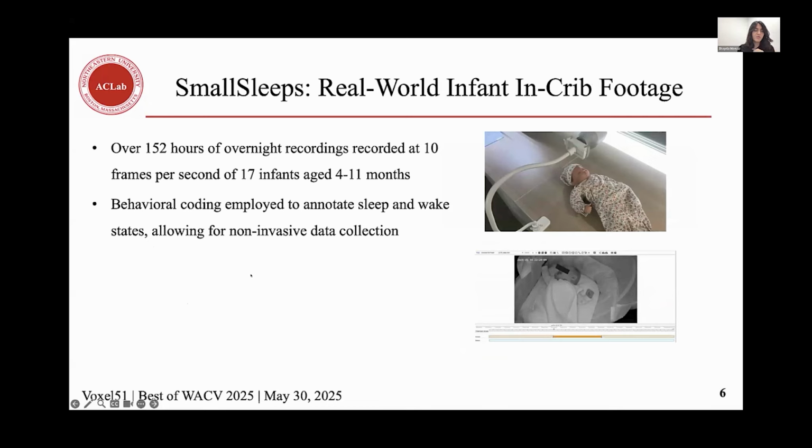Again, the data set includes over 152 hours of overnight recordings, recorded at 10 frames per second, of 17 different infants in 17 different households, aged 4 to 11 months. Behavioral coding was employed to annotate the sleep and wake states, which allows for non-invasive data collection rather than a PSG-based approach. Rather, this is annotated by annotators visually looking at the video and understanding whether the infant is asleep or awake.